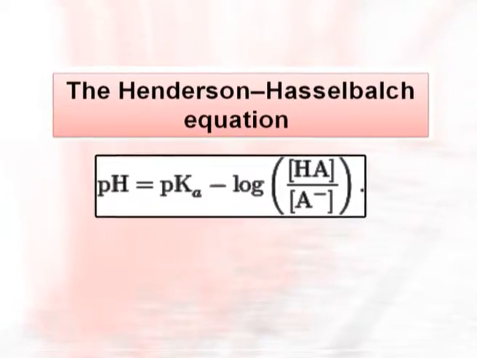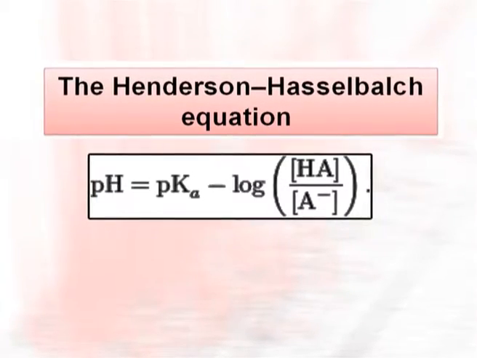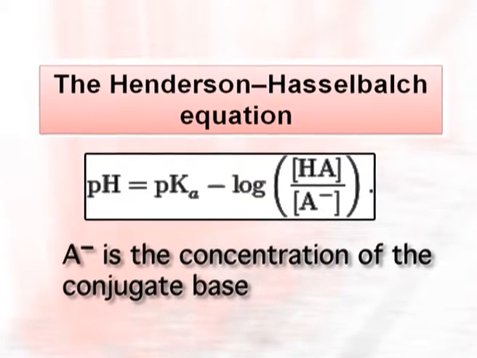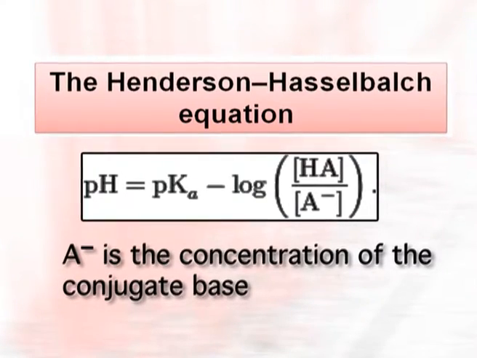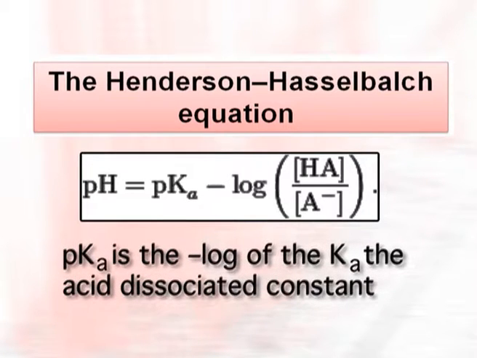The Henderson-Hasselbalch equation is an important equation to calculate the pH of a particular buffer system. pH equals pKa plus log A minus by HA. Here, A minus is the concentration of the conjugate base, HA is the concentration of the undissociated acid, and pKa is the negative log of Ka, the acid dissociation constant.